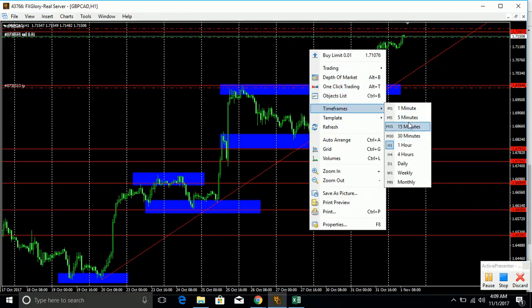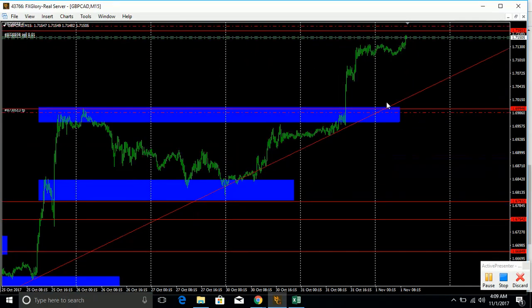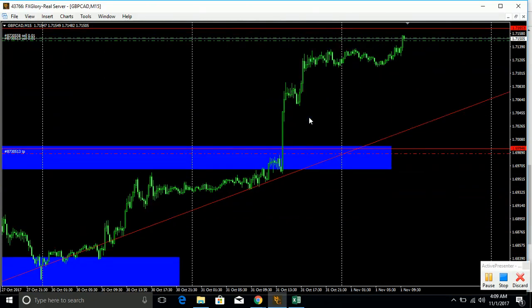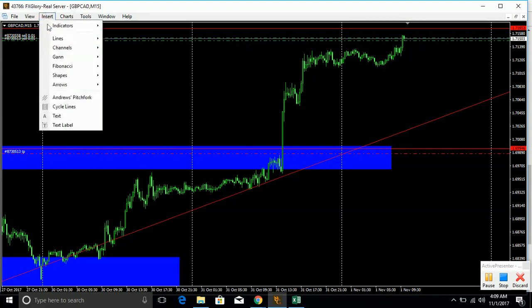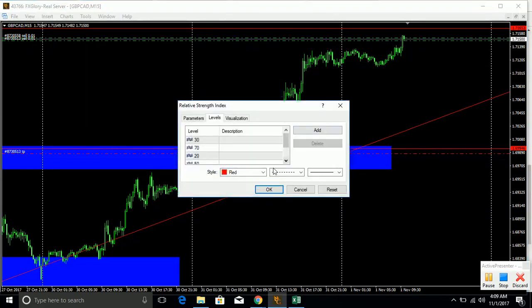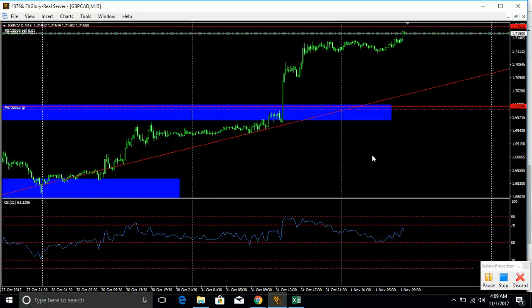We can come in here to the 15-minute chart. Based on all the charts we analyzed, this is what we have, and this is what it looks like on the 15-minute chart. So come back in here now. This is what we have currently. Let's add our RSI. This is what RSI is showing us.